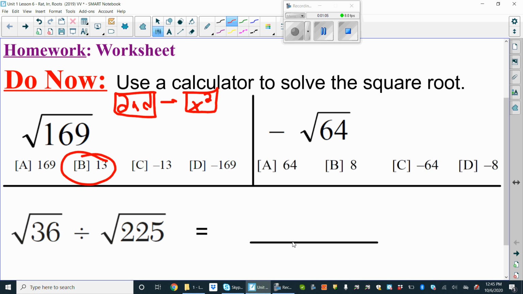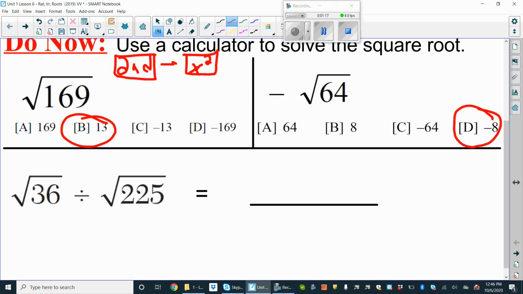Same thing for the second question. Type the negative sign, then hit the second x squared button to make the square root. Type in 64 and your answer is -8. Same thing here. You could type in the square root of 36, which is 6, divided by the square root of 225, which is 15. When you type that into your calculator, you get 0.4 as your answer.